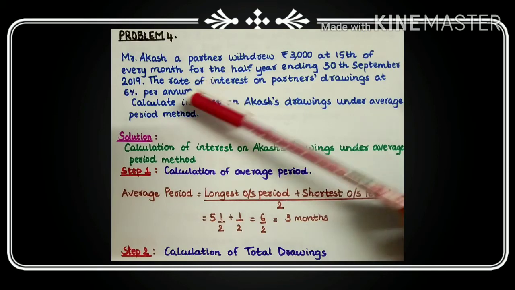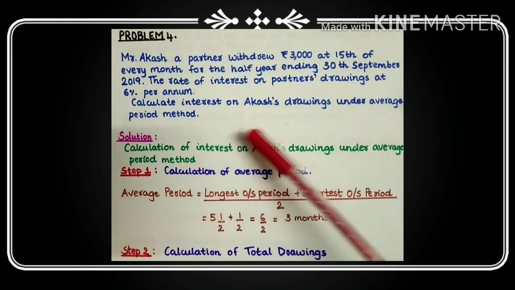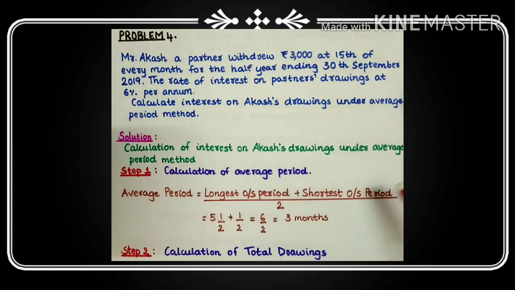Now let us understand problem 4. Mr. Akash, a partner, withdrew 3000 on the 15th of every month for the half year ending 30th September 2019. Half year means 6 months. He took 3000 for 6 months. The rate of interest on partners' drawings is 6% per annum. So calculate interest on Akash's drawings under average period method. 15th of every month till 30th September. Now how many months will it come? Longest period is 5.5 months. Shortest is half month. So adding both, we get 6 by 2.